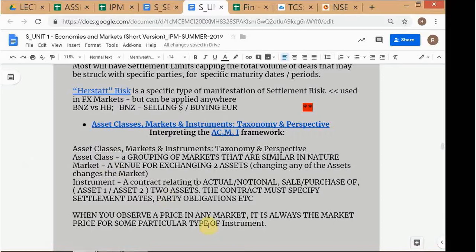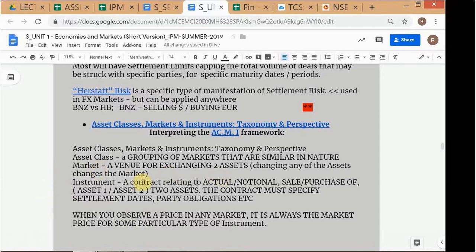A market is a venue for exchanging two assets. In the body of material that I'm sharing with you, we are very consistent in the use of terms. Once I've defined a market as a venue for exchanging two assets, every time I use the word market, it always has the same meaning. So you have that advantage. So a market is a venue for exchanging two assets.